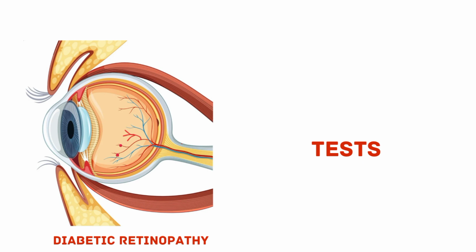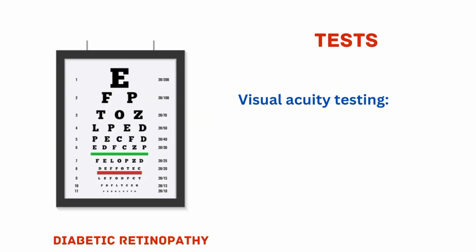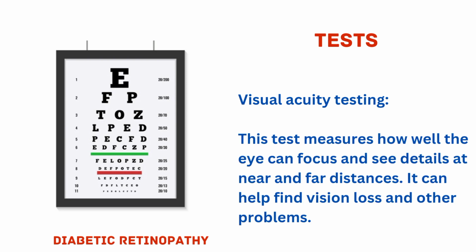Now let us discuss about the tests done for diabetic retinopathy. The first test is visual acuity testing. This test measures how well the eye can focus and see details at near and far distances. It can help find vision loss and other problems.